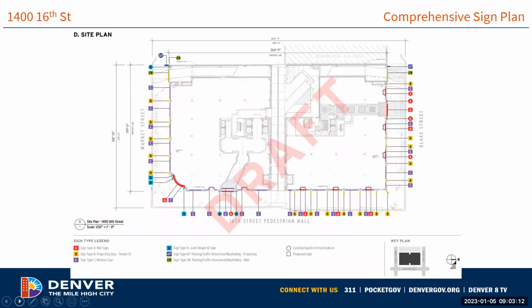So here you can see the site plan for all proposed signage. All signage will be located on the building base except that one existing projecting parking sign, which is located on Market Street. A variety of sign types are proposed, including wall signs, projecting signs, window signs, joint tenant ID signs, and parking wayfinding signage.